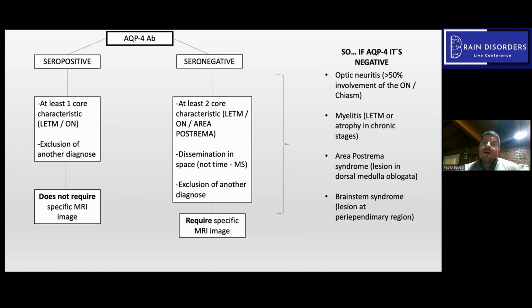So, if we have a seronegative disease, we have to have optic neuritis, with more than 50% involvement of the optic nerve, or chiasmitis. Myelitis has to be extensive, 3 or more vertebrae. Area Postrema Syndrome, lesion in the dorsal medulla, and Brainstem Syndrome, lesion, as we said before, at the periependymal region. Next, please.